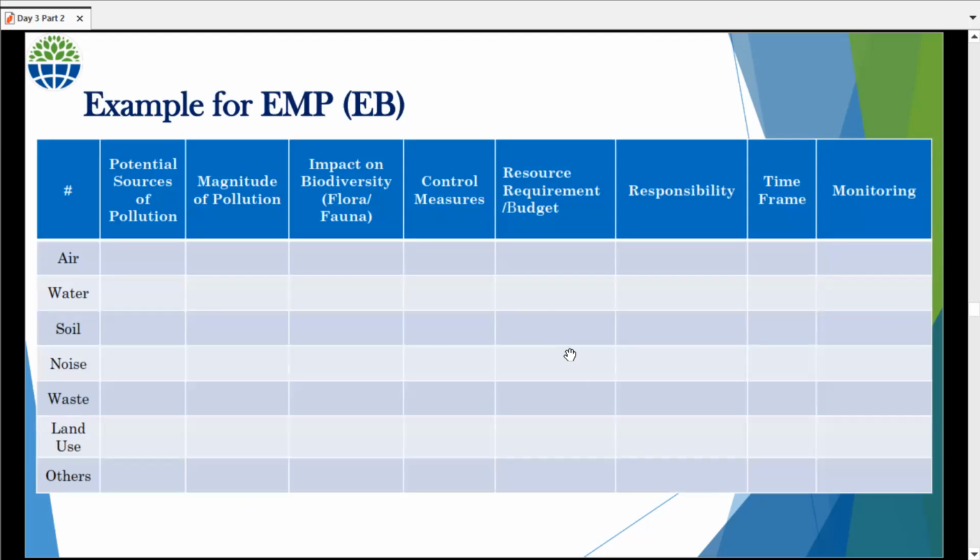Here is an example of EMP for ecology and biodiversity, especially. Some potential sources of pollution are required, from the source: air, water, soil, noise, wasteland, land use pattern, or some others, if any, then we have to include those potential sources. Then the magnitude of pollution: what type of magnitude of pollution from air, water, soil, noise. Impact: what impact will there be on biodiversity from air, water, soil, noise, wasteland, etc. Then accordingly, we have to go for the control measures, curative measures. If measures are there, then we need a plan. If a plan is there, then resource requirement and budgetary requirement are there. If there is a budgetary or resource requirement, then the responsibility of some person is required to be fixed with some time frame, and who will monitor, which agency is going to monitor those things we have fixed under the resources and control measures. So we have to prepare in this way the EMP for ecology and biodiversity.